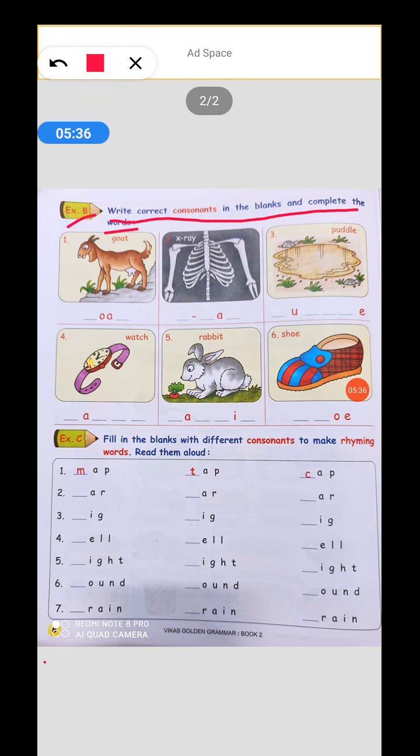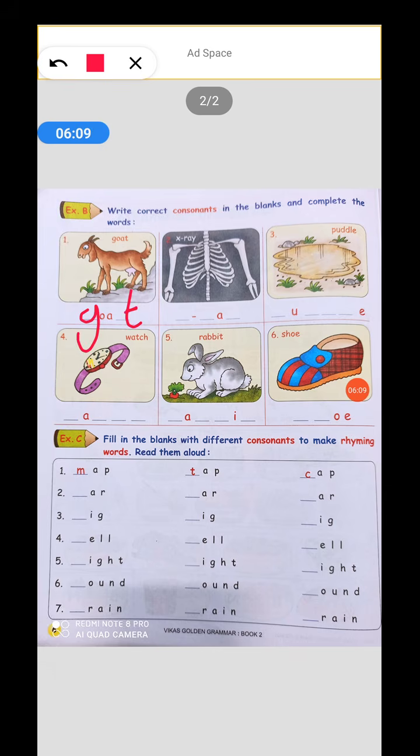So let's start. What is the first one? The picture is also given, right, students? And the word is also given. So what will you write here? Only consonants. Okay. O and A are already given. O is a vowel and A is also a vowel. So it's very easy to write the consonants. Okay. So what is the spelling of goat?